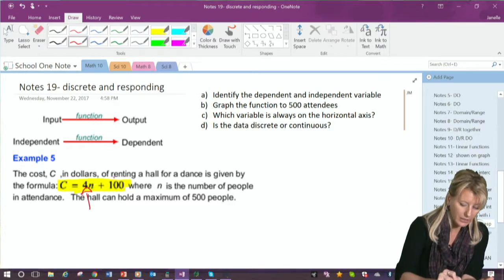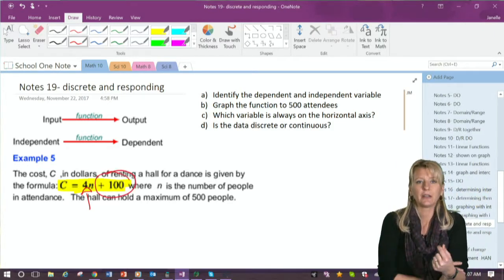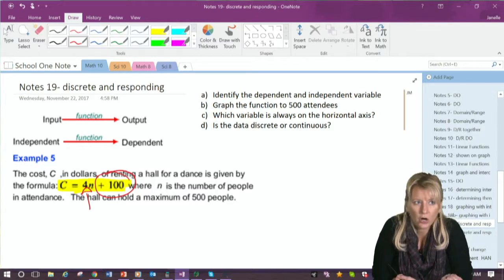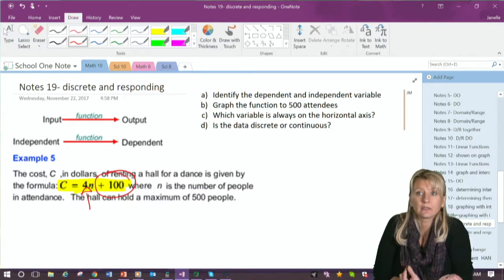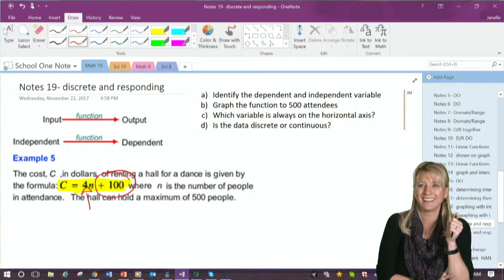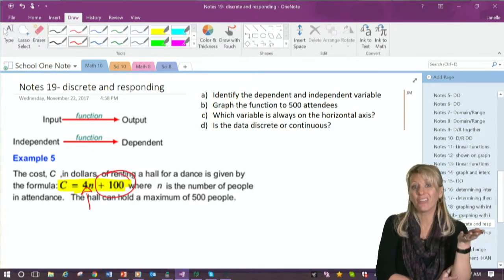Can someone tell me what this one means? Why is there an extra $100 added on? We're renting a hall, we're charging $4 per person, so what would that $100 that's added on be? It doesn't increase. Good, thank you. Cost of renting. So no matter how many people come, it's always $100. It is basically probably the rental of the hall.